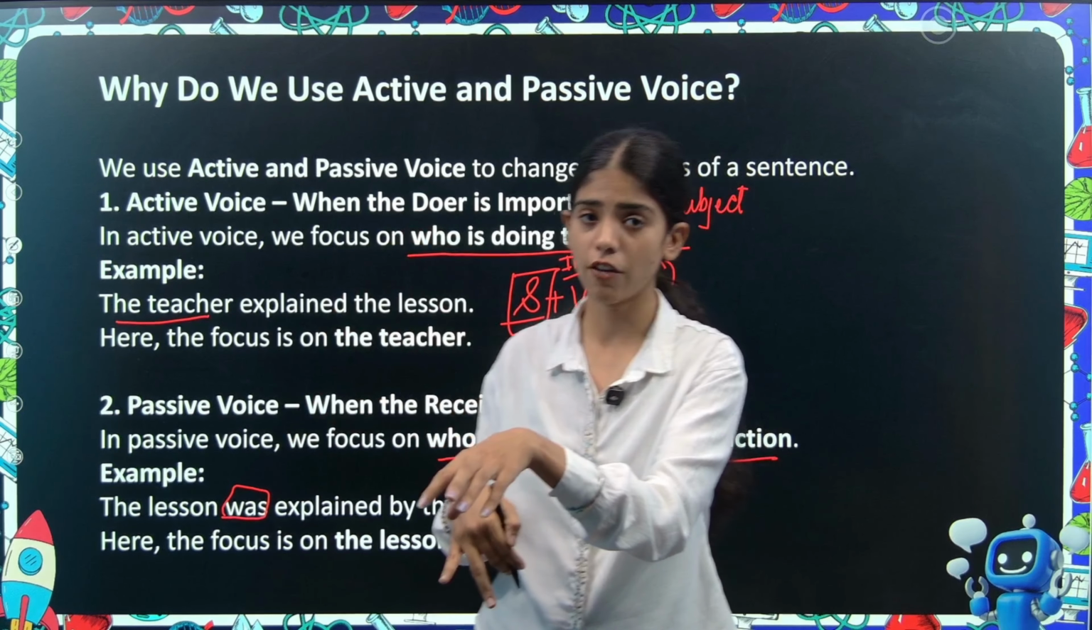And if we talk about passive voice, it focuses on the object, right? So we will shift the object at the starting. So object, then we have to use the helping verb. Helping verb depends upon the tenses, right? Is, am, are, was, were, has, have, had. It depends upon tenses, which we will be studying further, right?